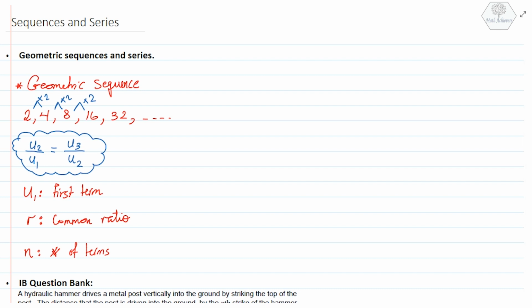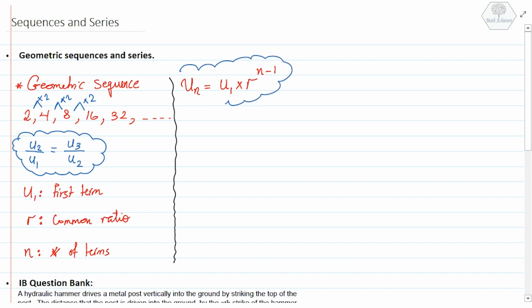Now, to find any term N in a geometric sequence, we use UN is equal to U1 times R, which is the common ratio, to the power of N minus 1. This is to find any term N in a geometric sequence.